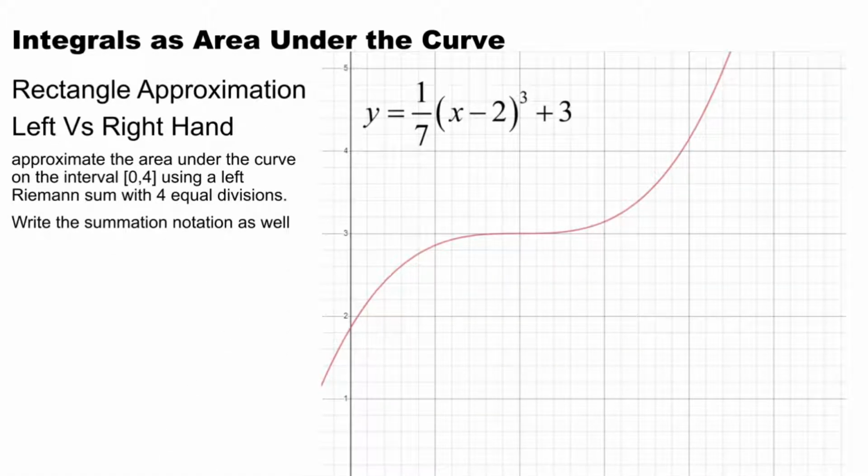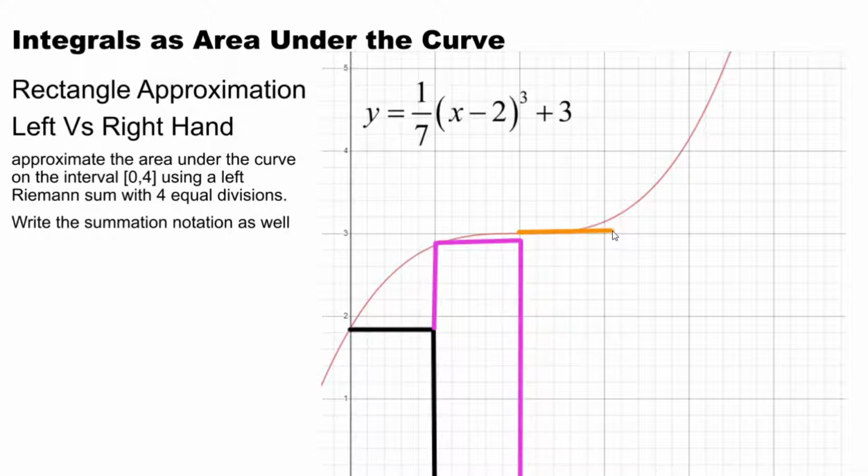There are rectangle approximations, and what rectangle approximations do is they draw rectangles, and they say, okay, here's rectangle 1. Here's rectangle 2. Here's rectangle 3. Here's rectangle 4. And if I find the area of all of these 4, black, pink, orange, and light blue, we can add them all up together, and then we can approximate the area of the curve.